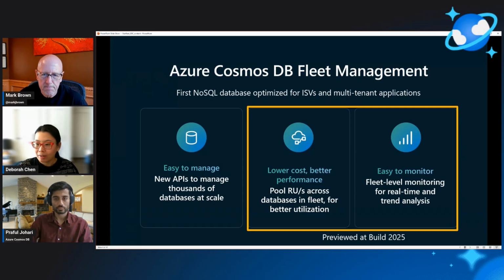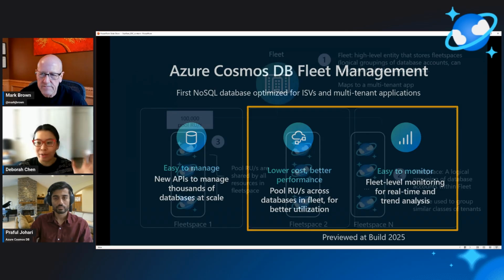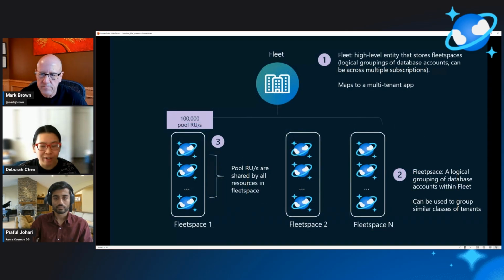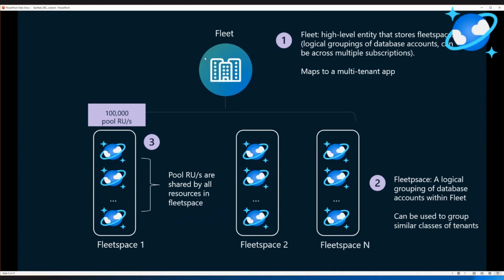Okay. All right. So just one more thing to share before we go into the demo. I just want to share a visual, if you're a visual person, to see the hierarchy of what we're actually offering today, and then Praful will show the actual thing in the portal. So at a high level, we have a new resource called a Cosmos DB Fleet. You can find this under our resource provider, documentdb/fleets. It's a high-level entity where you can store groupings of accounts, where the groupings are called fleet spaces.